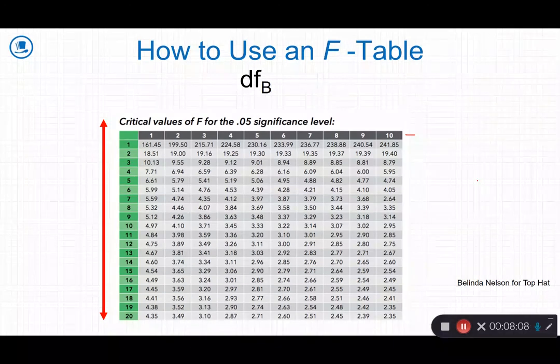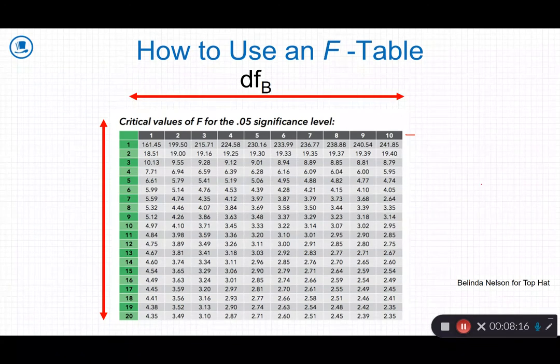But remember, degrees of freedom 1 is going to be the columns, usually always the columns in a table. So all of those are degrees of freedom between. Remember, degrees of freedom between is K minus 1. Degrees of freedom within are represented on each row in the green row headers there. And degrees of freedom within are N minus K. So to use this table, you would find the conjunction of the 2 degrees of freedom, and that would be the critical value.